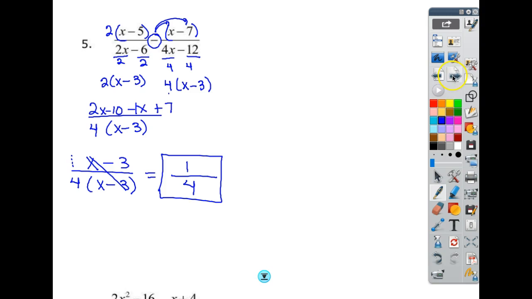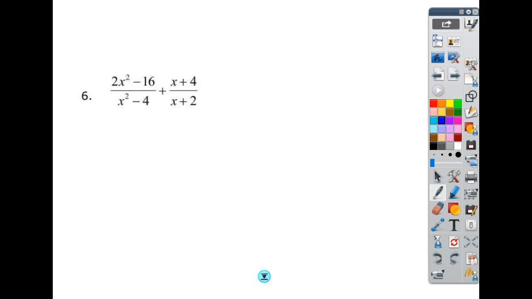Okay, so let's look at question 6, and then we'll be good to go for y'all to have some work time. Okay, so x squared minus 4, how does that factor? X plus 2, x minus 2. That's one of those difference of two squares that y'all are getting better at recognizing. Okay, so building our new denominator, we have x plus 2, x minus 2.